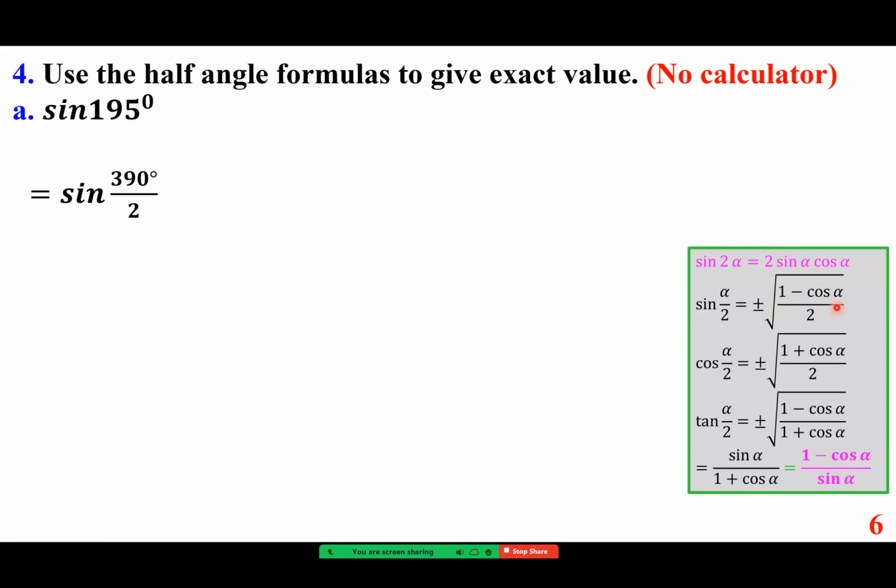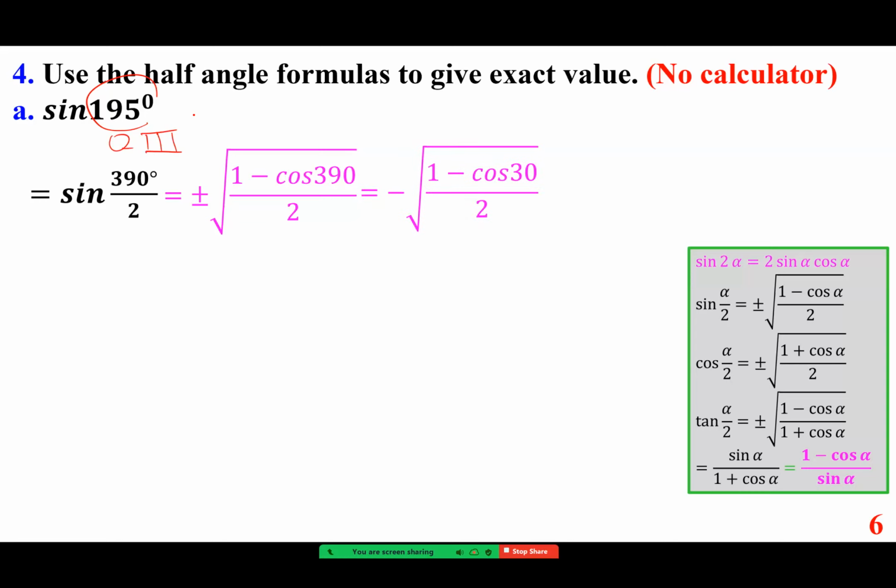We're going to write this one plus minus. And since 390 is the same as 30, we're going to change this to 30. And where is this? Quadrant 3. Sine is negative, so we keep the negative sign. You replace the cosine of 30 with square root of 3 over 2.